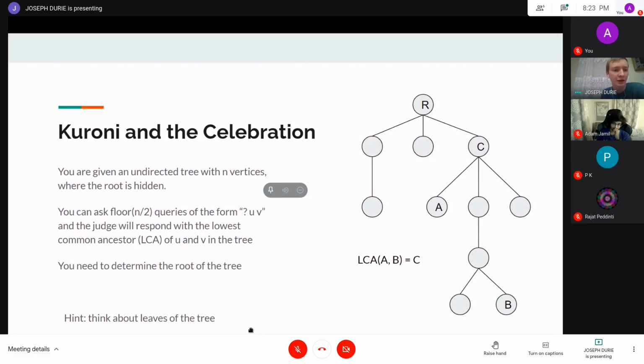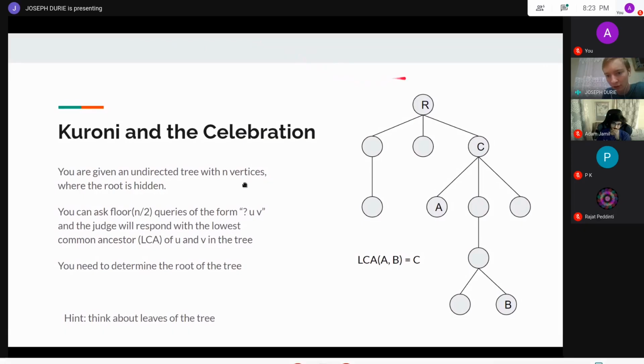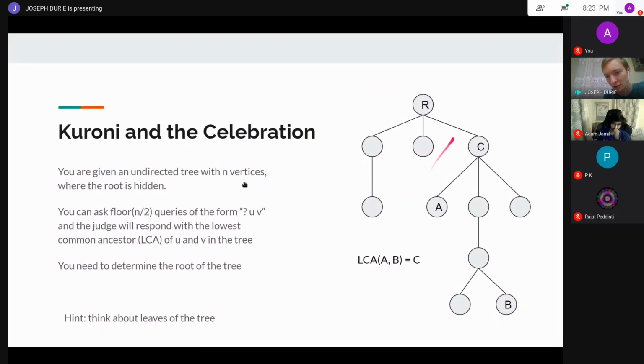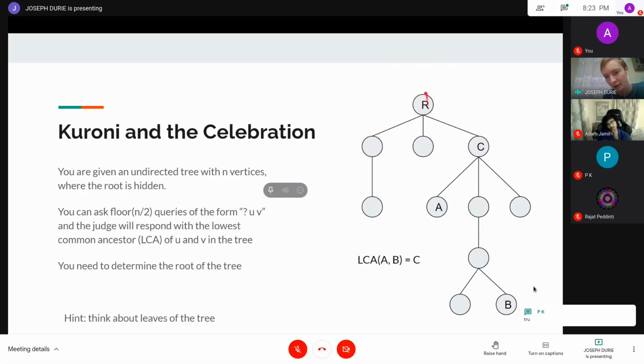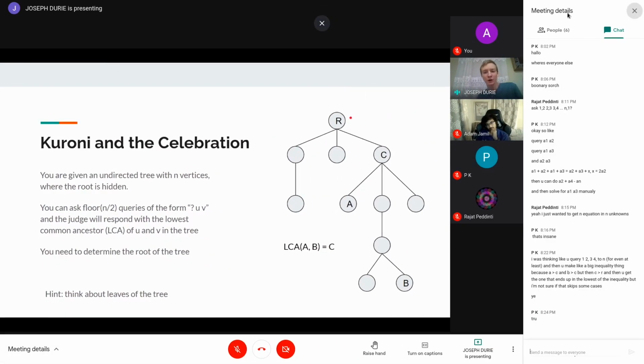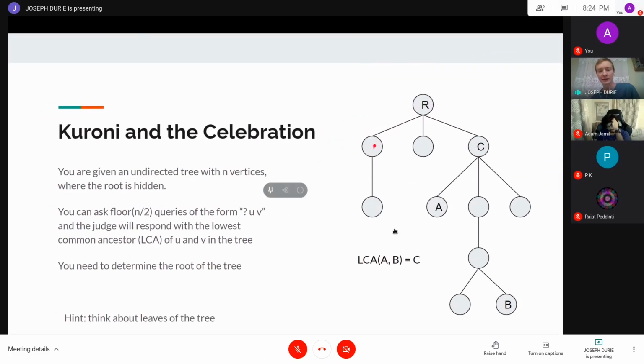So one counterexample to that would be, let's say your graph was just these 4 vertices here, and then you queried these 2 and these 2. So you would get this vertex and this vertex, but you would have no way of knowing which one of them was the root, because it would be exactly the same situation if we shifted this vertex here up to be the root.